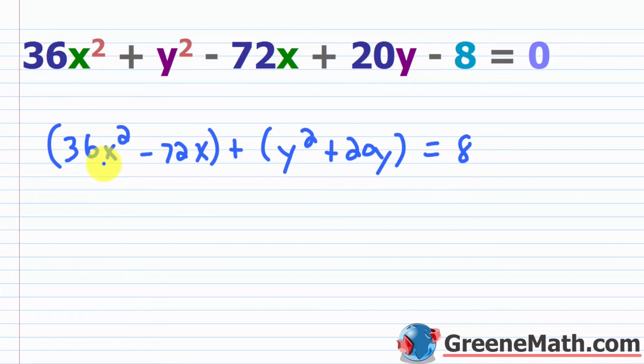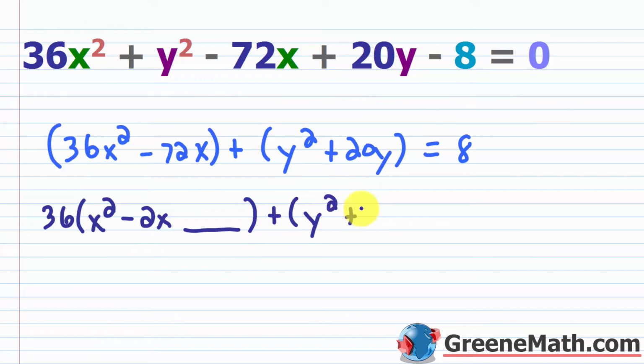So what we're going to do is we're going to factor, okay? So we're going to pull this 36 out. And what I'm going to have is x squared minus 2x. And I'm going to leave a little space here because I got to add something. And then plus, I don't have to do that here. So y squared plus 20y. I'm going to leave a little space because I got to add something. This equals 8.